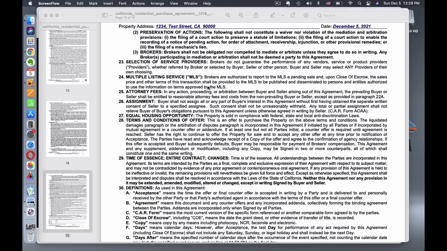Multiple listing service, the information of the sale is all going to be published within the MLS so everyone's aware. Attorney's fees, usually the prevailing party is going to be entitled to reasonable attorney's fees, so people are aware of that. There's some basic things like assignment, not assigning this contract to someone else unless the seller agrees to it. Equal housing, there's no discriminating, don't ask. We won't even go there. Anyone who wants to buy the property, as long as they qualify for the loan and have the money to do it, we don't care who they are.